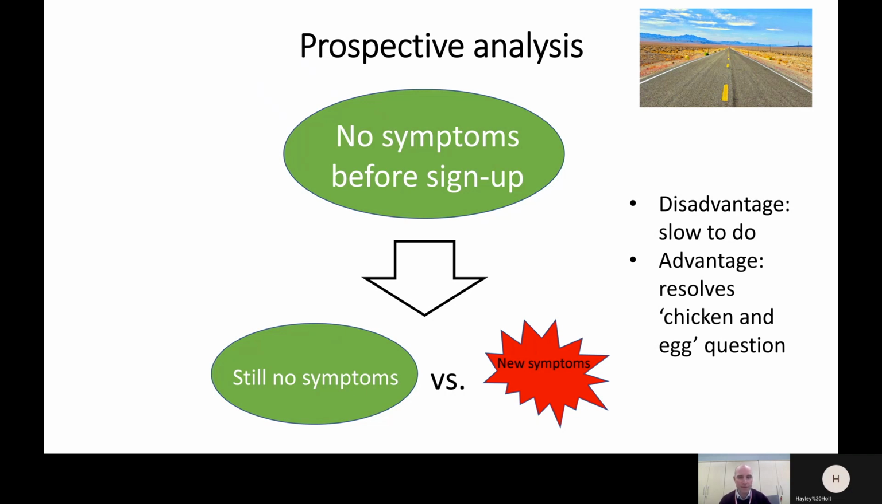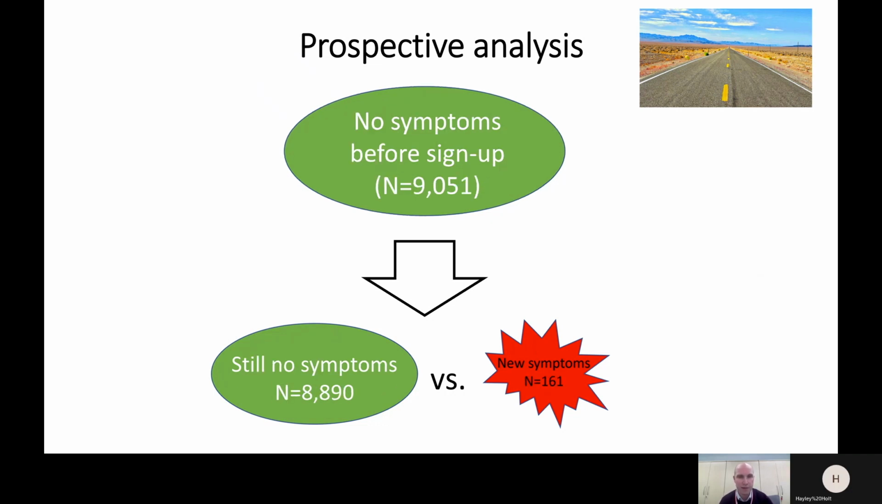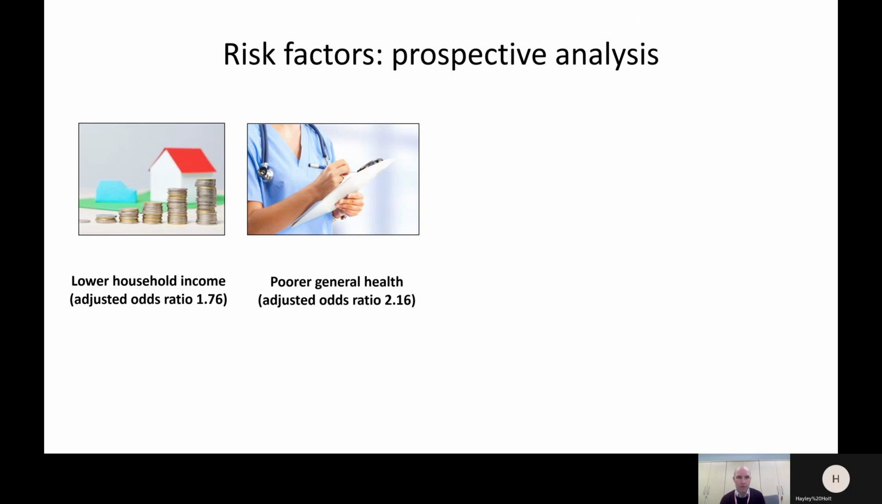I'm pleased to say that the study has now been going long enough for us to be able to do the first of these prospective analyses. We have a total of 9,051 participants now who've completed sufficient questionnaires for us to follow them up and divide them into two groups: those who've still had no symptoms, 8,890 of you, versus those who've had new symptoms, 161 people. And here are the results of this first prospective analysis, which is essentially what the COVIDENCE study was set up to do.